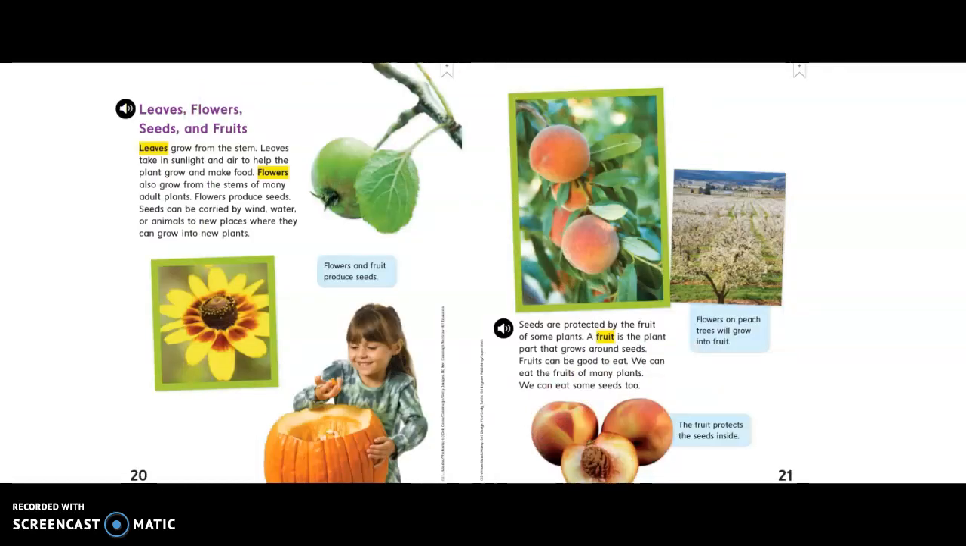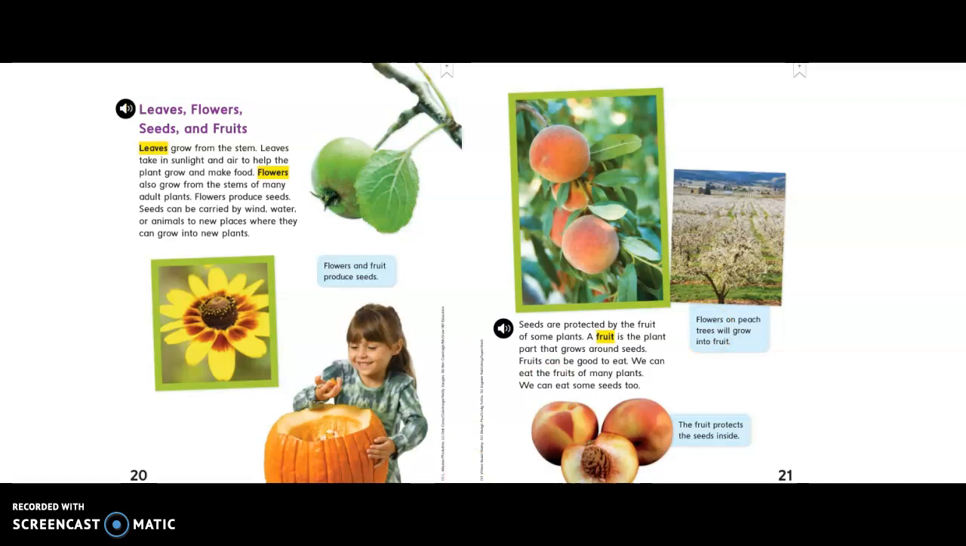Leaves, flowers, seeds, and fruit. Leaves grow from the stem. Leaves take in sunlight and air to help the plants grow and make food. Flowers also grow from the stems of many adult plants. Flowers produce seeds. Seeds can be carried by wind, water, or animals to new places where they can grow into new plants. Seeds are protected by the fruit of some plants.